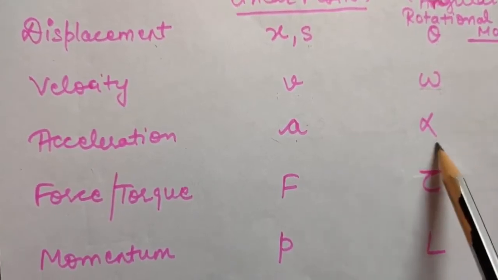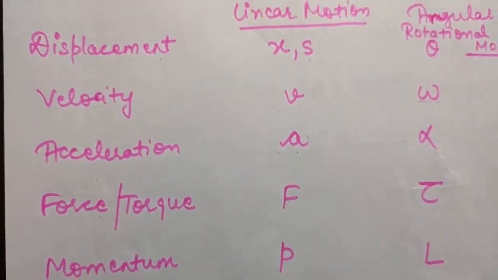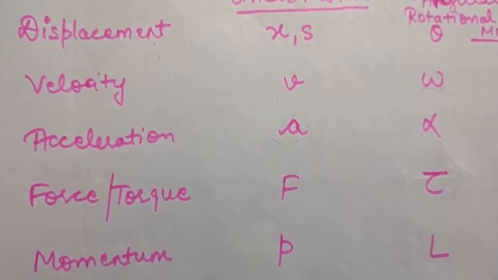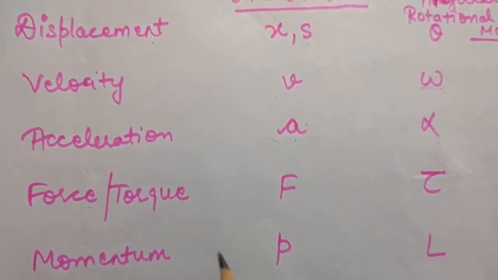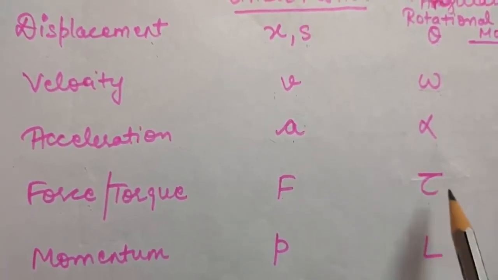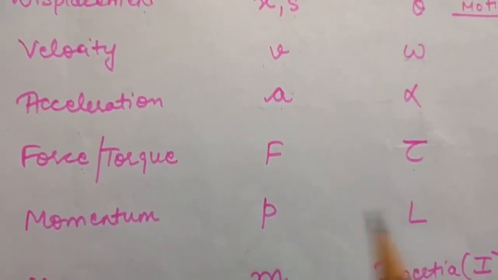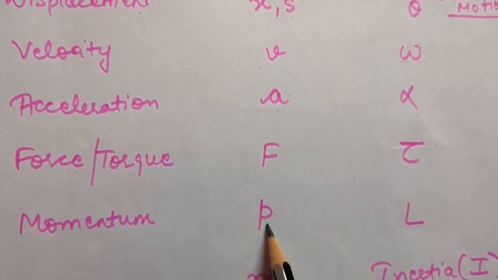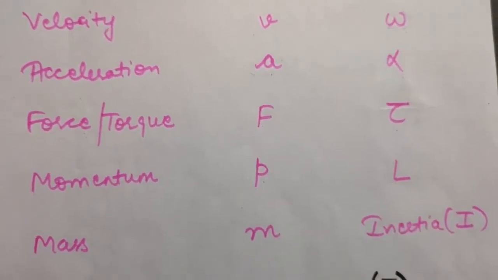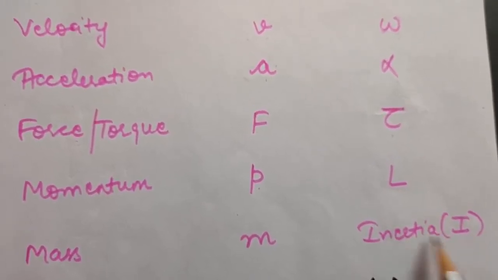Okay. Similarly, acceleration or you can say linear acceleration is denoted by a, but angular acceleration is denoted by alpha. Force or torque. See, force is denoted by F in linear motion, but generally in rotational motion, torque is important, which we'll be discussing further. So torque is denoted by tau in rotational motion. Momentum. In linear motion, linear momentum is denoted by P, but angular momentum is denoted by L. Similarly, in linear motion, we talk about mass, but in rotational motion, we talk about inertia.